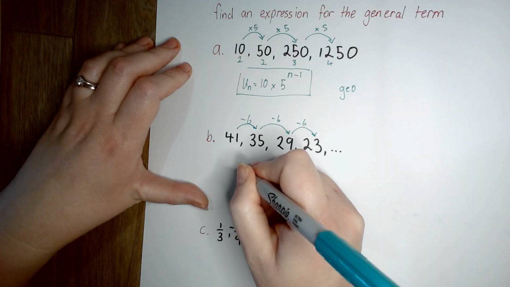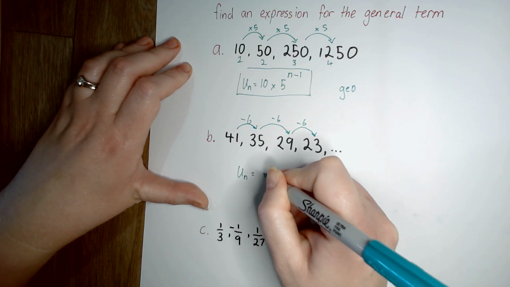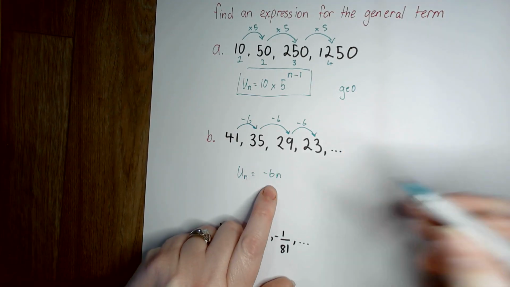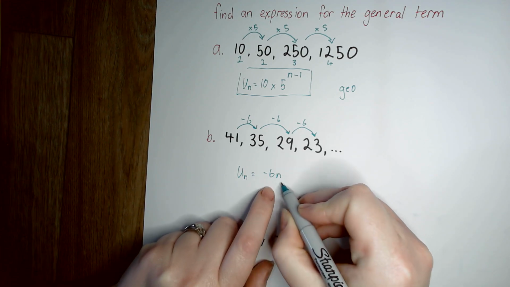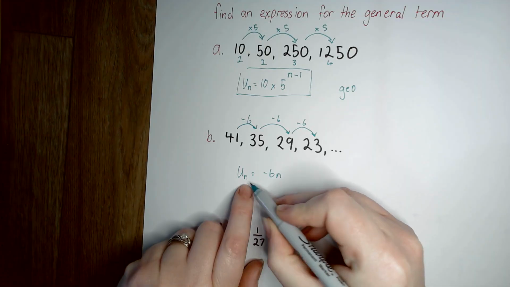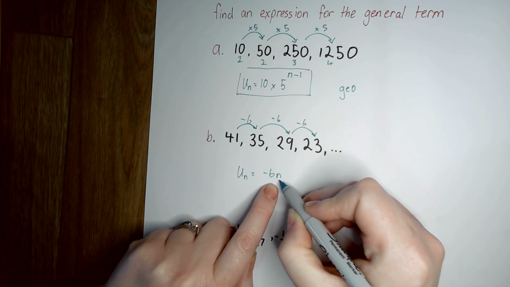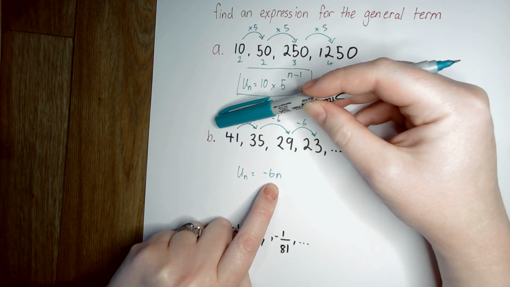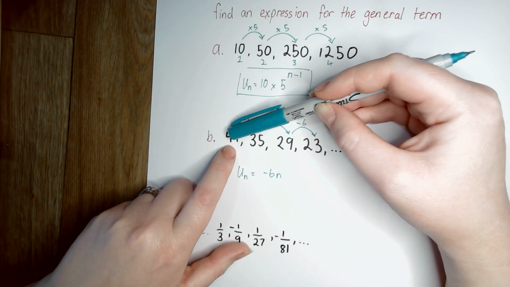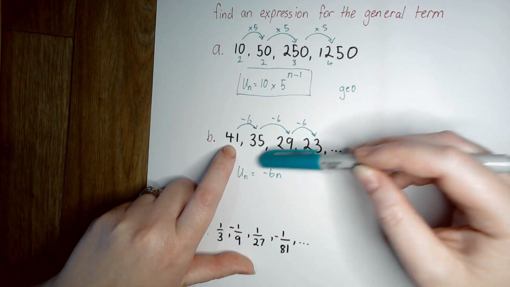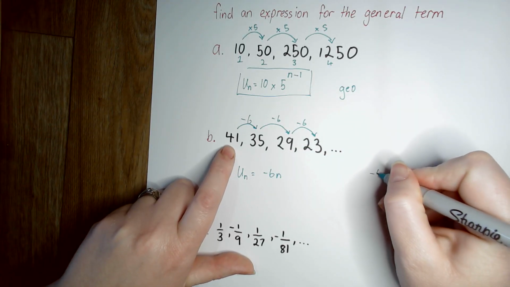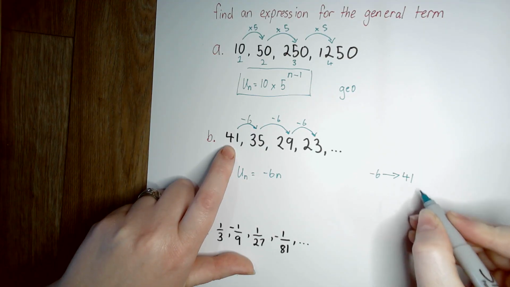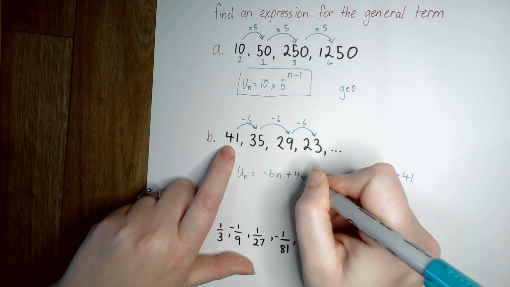So we know for our general term, it's going to be negative 6 times some version of n in there. But if this was my general equation, then my first term should be minus 6 times 1. So we should have started at minus 6. But we've started at 41, which means we just need to work out what the difference is from minus 6 to 41. And what's the difference there? That difference is 47.